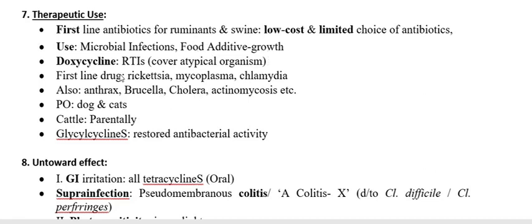Next important point is about doxycycline. As I earlier mentioned, this is safe for use in the kidney patient. This is usually used for therapy of respiratory tract infection. And this is broad spectrum, as I earlier mentioned. This is used for rickettsia, mycoplasma, chlamydia, anthrax, brucella, cholera, actinomycosis. So this is a very important group of drugs. So this is all about the therapeutic use.